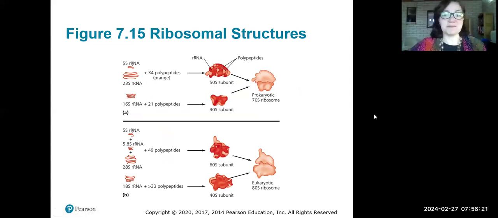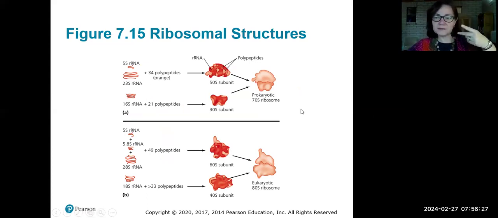All right, so ribosomal structures. Here's an important point to understand. There are a couple of ribosomal subunits that have to come together. I think of them as hamburger buns. There's a small subunit and a large subunit. And they're a little bit different in prokaryotes compared to eukaryotes.